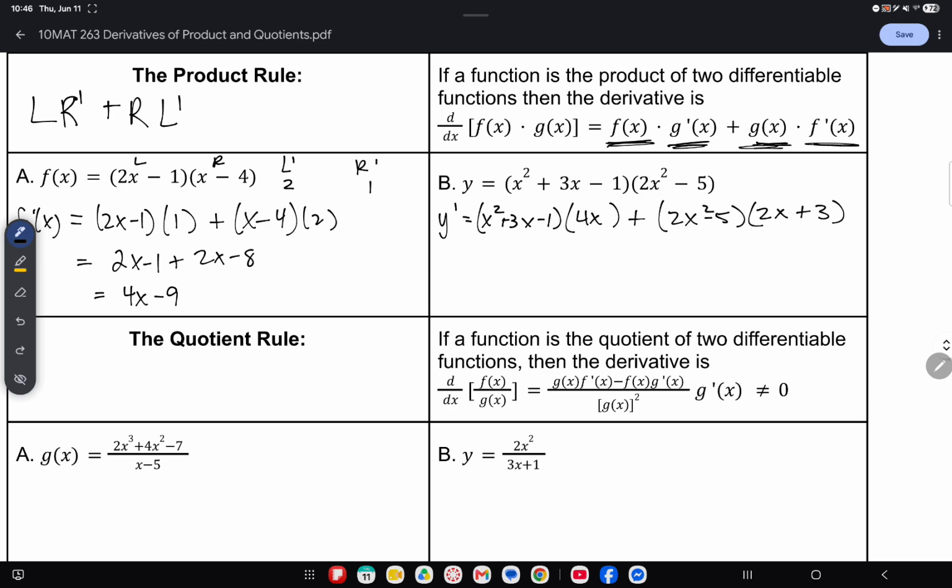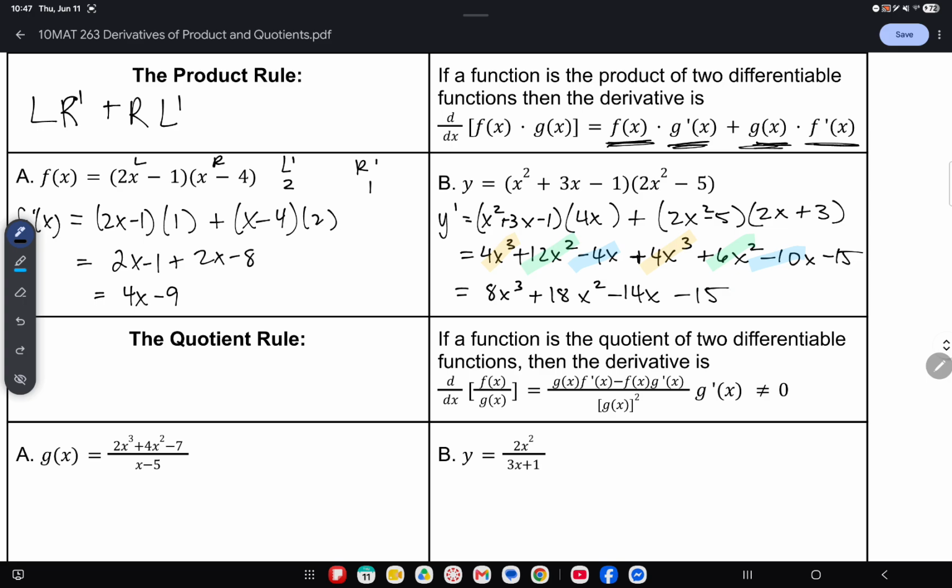And then I would try and distribute this out just to see if any like terms can combine. So 4x cubed plus 12x squared minus 4x. I'll have to do some foiling or some double distributing here for this one. So I'll get 4x cubed plus 6x squared minus 10x minus 15. And then I think I have some things that are like terms that I can combine. So 8x cubed plus 18x squared minus 14x minus 15.